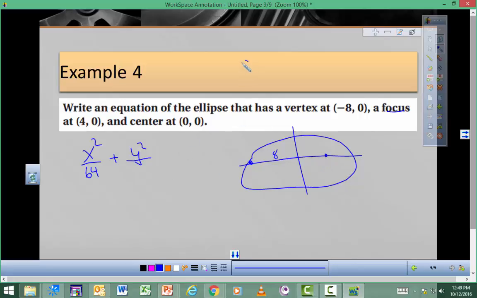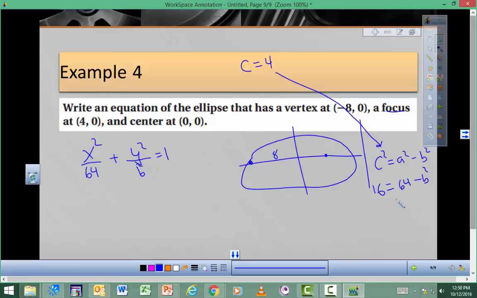So what they're telling me is that c is equal to 4, right? So I need b squared, and what I have then is this little equation that we dealt with before. c squared is equal to a squared minus b squared. So 16 is equal to 64 minus b squared. If we square c, we get 16, right? That is a squared, so it's 64 minus b squared.